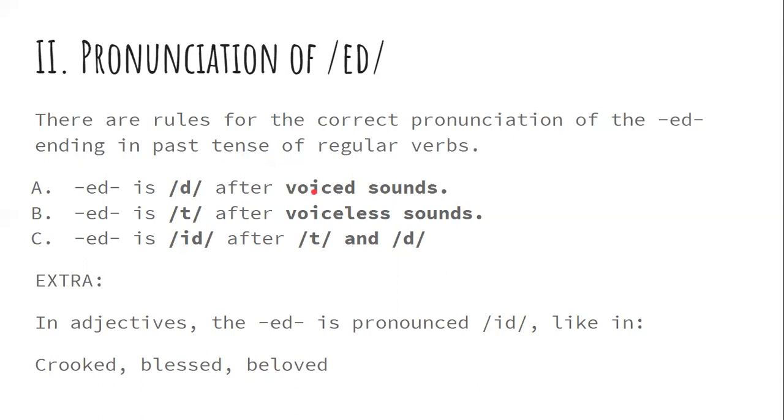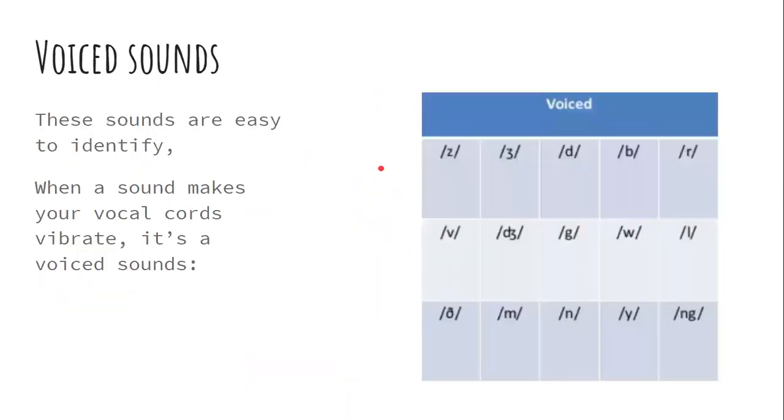Okay, so case number A. Caso A. ED is pronounced D after a voiced sound. Entonces, cada vez que un verbo regular termine con un voiced sound, un sonido que vibre, le vamos a poner una D. Decided, decided. Si vamos al verbo decide, vamos a poner de ejemplo.